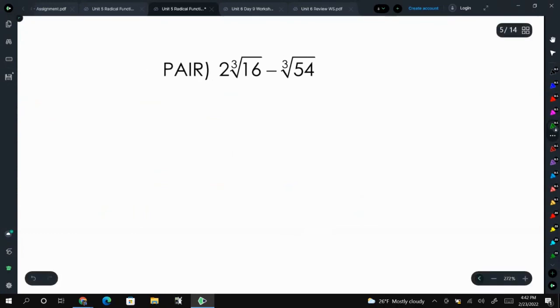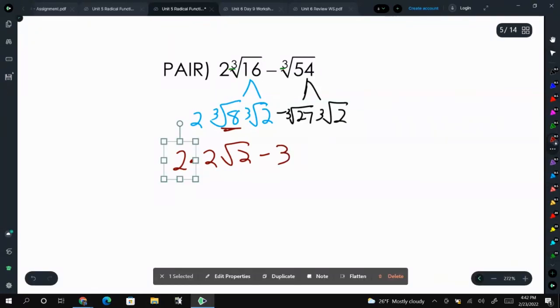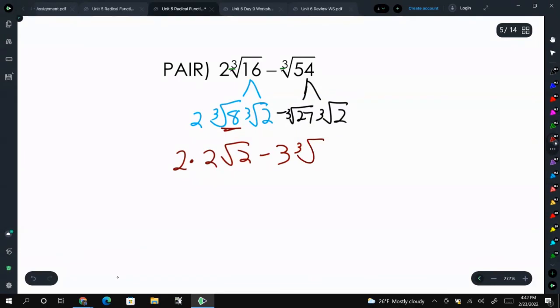Okay. We are now looking at cube roots because of the 3 right here. We can break up 16 into the cube root of 8 times the cube root of 2. And then we can break up 54, so minus the cube root of 54 is 27 times 2. 2 times the cube root of 8 is 2. Minus the third root of 27 is 3, or the cube root of 27 is 3, times the third root of 2.